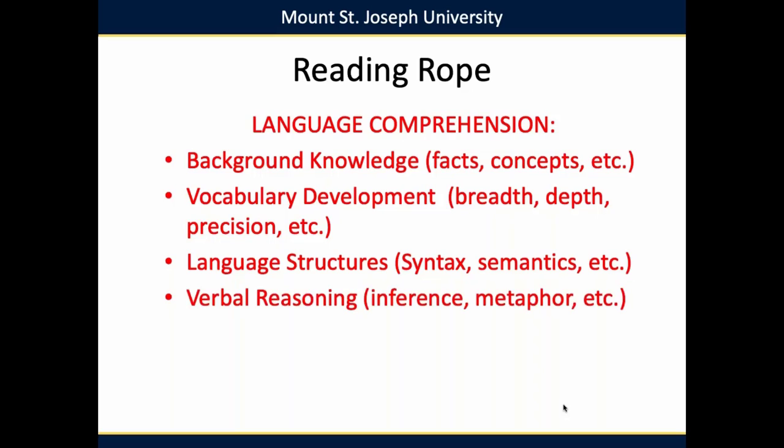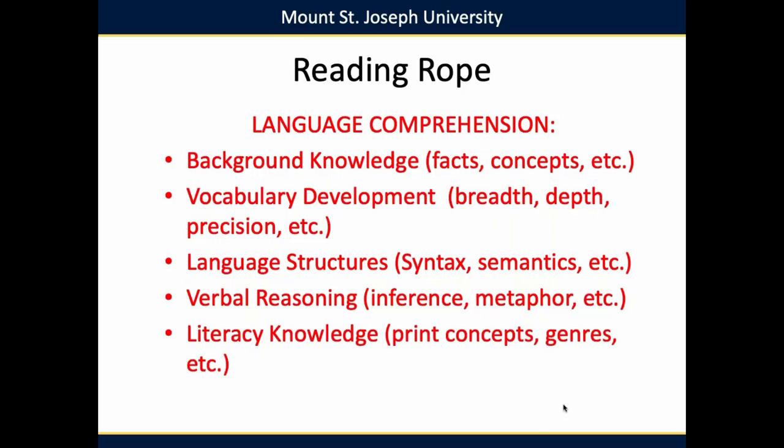Verbal reasoning has to do with the identification of meaningful relationships in the text and applying the reader's own background knowledge to make inferences, which is essential for reading comprehension. Literacy knowledge has to do with how print is organized in different ways to convey meaning. This includes early print concepts such as titles, reading left to right, etc., and also understanding the structure of different genres and subgenres of text.